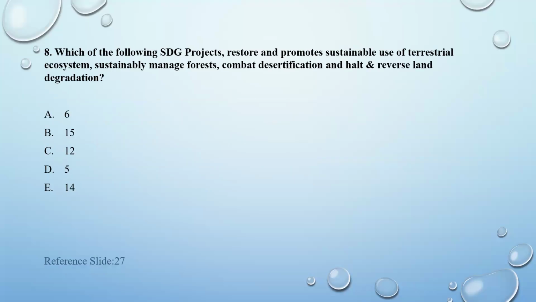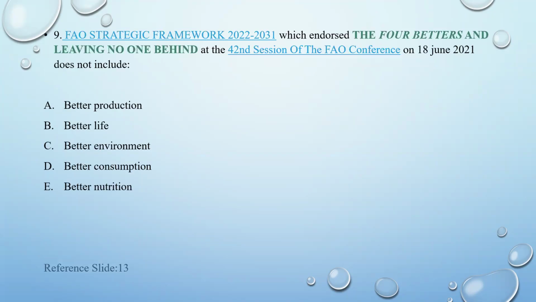The next MCQ is, which of the following SDGs protects, restores and promotes sustainable use of terrestrial ecosystems, sustainably manages forests, combats desertification, and halts and reverses land degradation? A, SDG 6, B, SDG 15, C, SDG 12, D, SDG 5, and E, SDG 14. The right answer is B, SDG 15.